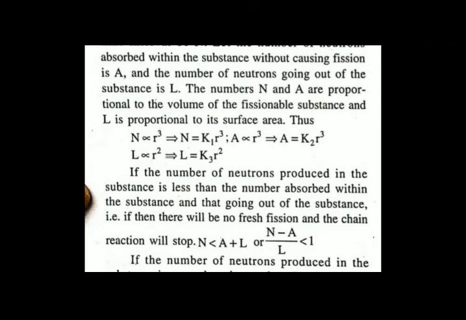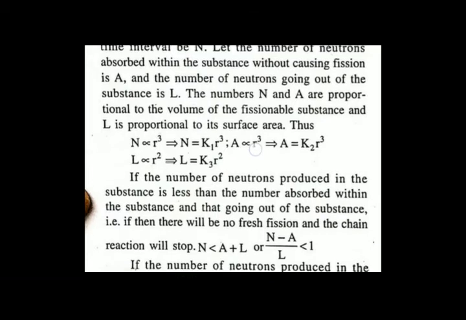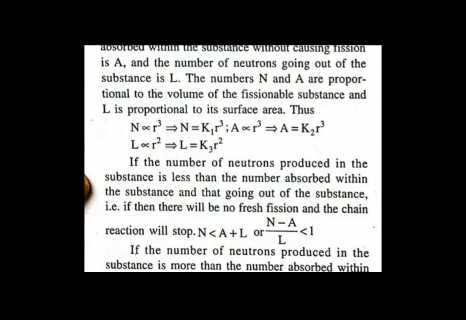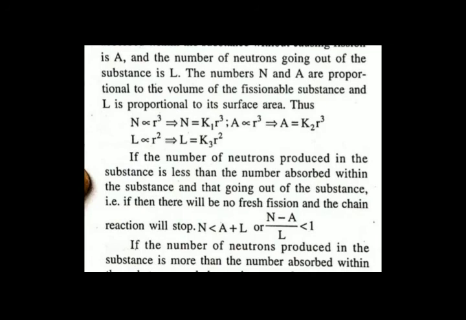Simultaneously, some number of neutrons are absorbed by the material. The number of neutrons absorbed by the material is given as A. A is directly proportional to volume, that is, directly proportional to r cube. So the number of neutrons absorbed is A = k2 r^3, where k2 is a proportionality constant. Some neutrons also leave the material from the surface. The number of neutrons leaving the material, L, is proportional to r square because surface area is proportional to r square, so L = k3 r^2.